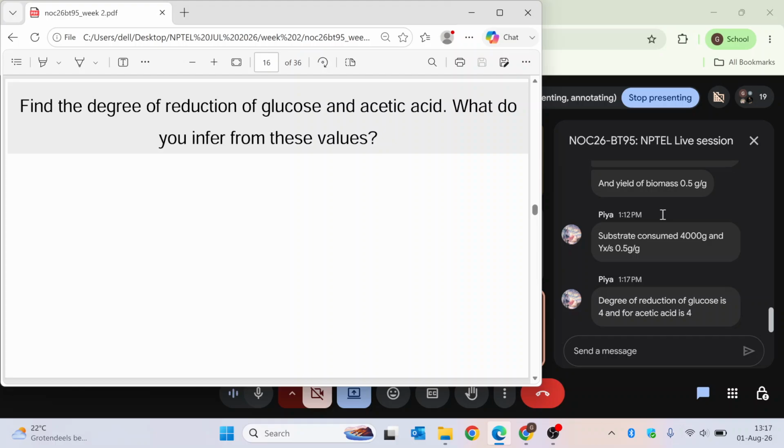Hope you have the formula for glucose. Glucose is C6H12O6 and acetic acid is CH3COOH. Just compare the degree of reduction of both the compounds and give your inference.